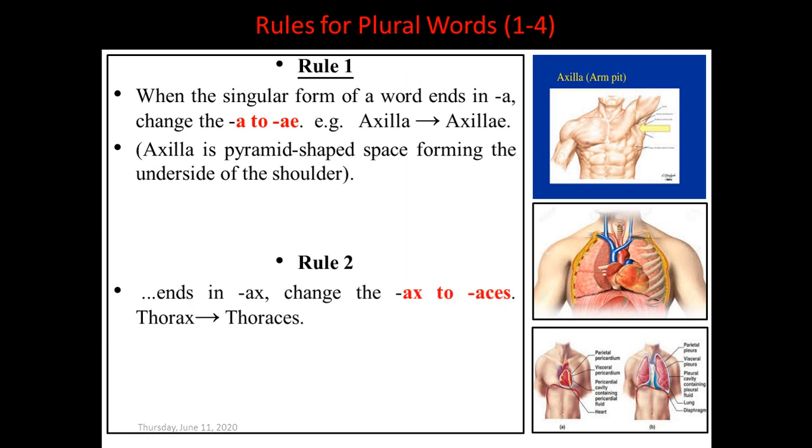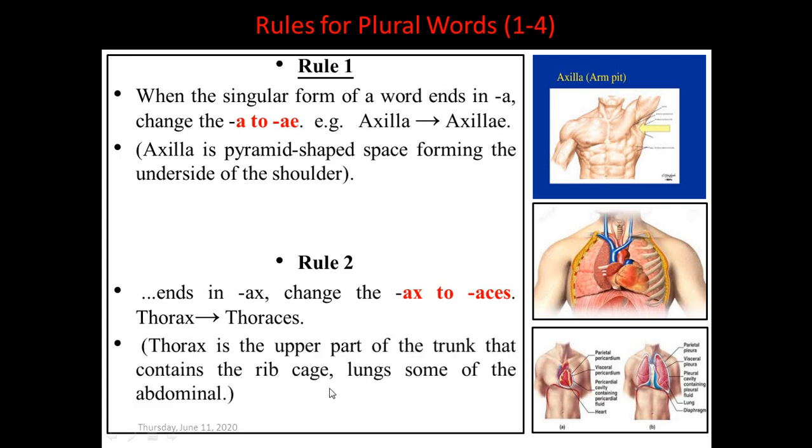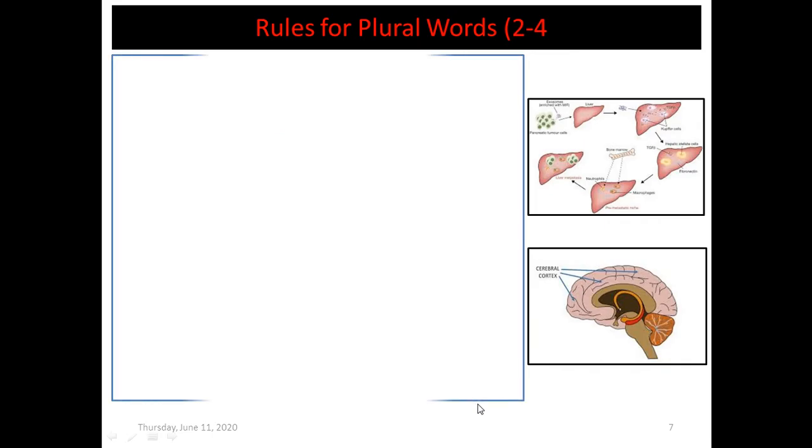Rule number 2. If the word ends with ax, it will be changed from ax to aces. Like thorax, it will be thoraces. Thorax ends with x, so it will be changed to thoraces. Thorax is the upper part of the trunk that contains the rib cage, lungs, and some of the abdomen. So this is the thorax. If it is only one, we call it thorax. If many thoraxes are involved, so there is thoraces.